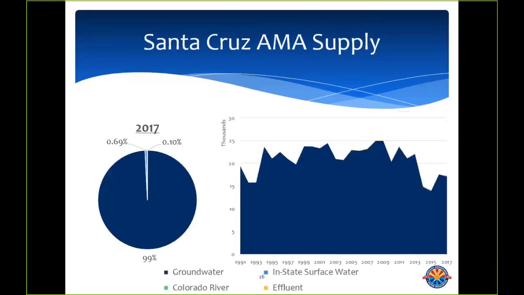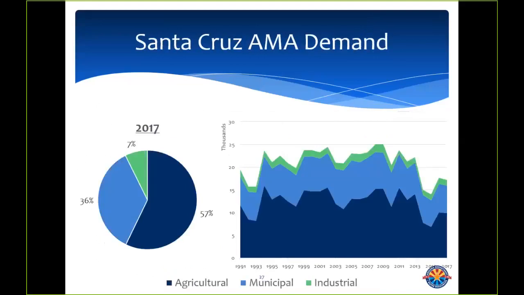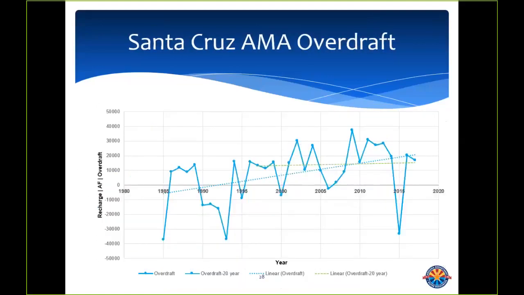Finally, we have the Santa Cruz AMA. This AMA is almost entirely groundwater dependent, but it's also unique in that its water demands have a little bit more variability than some of the other AMAs, showing a response to some differences in annual water availability in that particular AMA. For this AMA, the trend lines show that the AMA appears to be in an overdraft condition, but the rate of overdraft has flattened in the more recent time span.